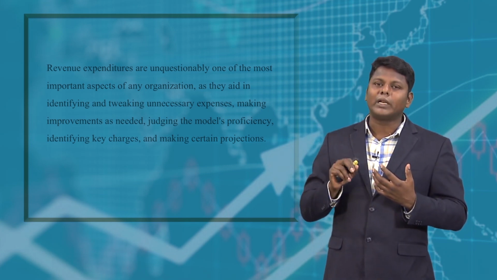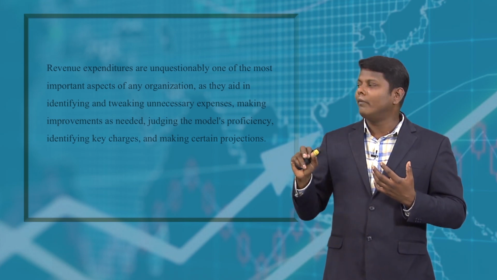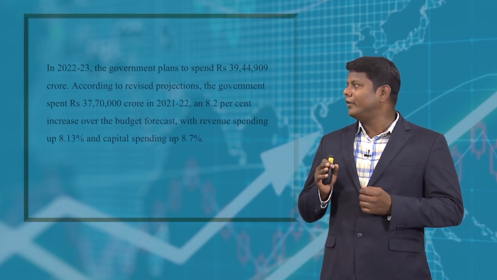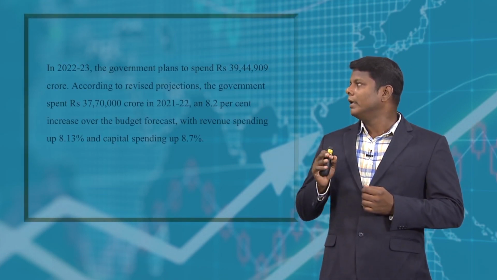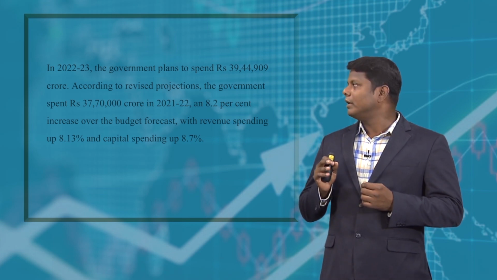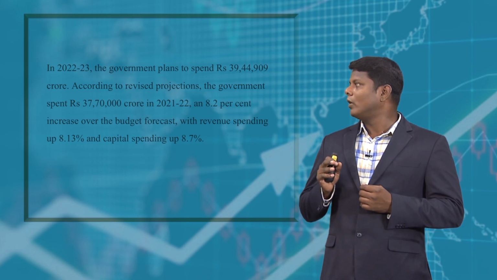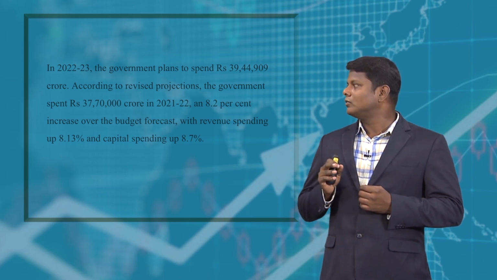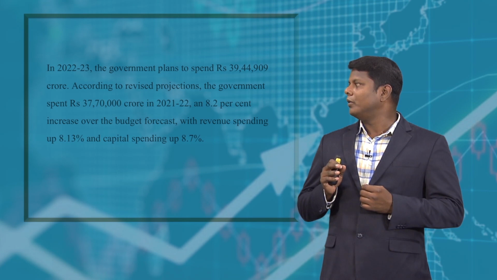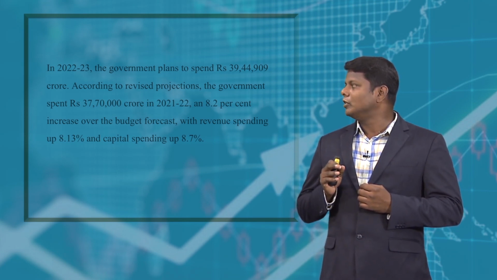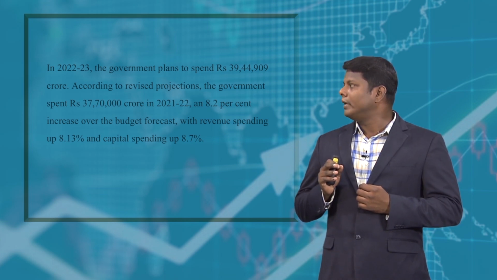Revenue expenditure also clearly tells us where money is unnecessarily spent so that it can be avoided. In 2022-2023, the government plans to spend somewhere around 39,44,909 crore rupees. According to the revised projection, the government spent somewhere around 37,70,000 crore in 2021-22, an 8.2% increase over the budget forecast, with revenue spending up 8.13% and capital spending up 8.7%.